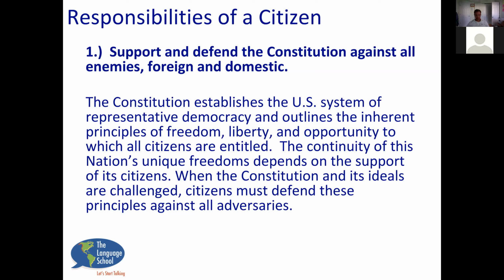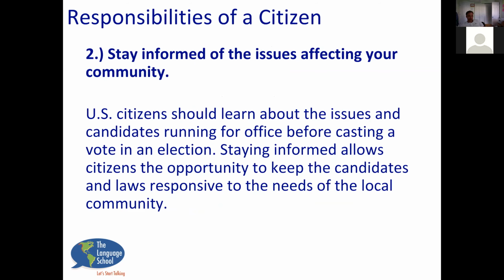The continuity of these nations' unique freedoms depends on the support of its citizens. Good. When the Constitution and its ideals are challenged, citizens must defend this principle against all adversaries. Very good. All right, keep going.